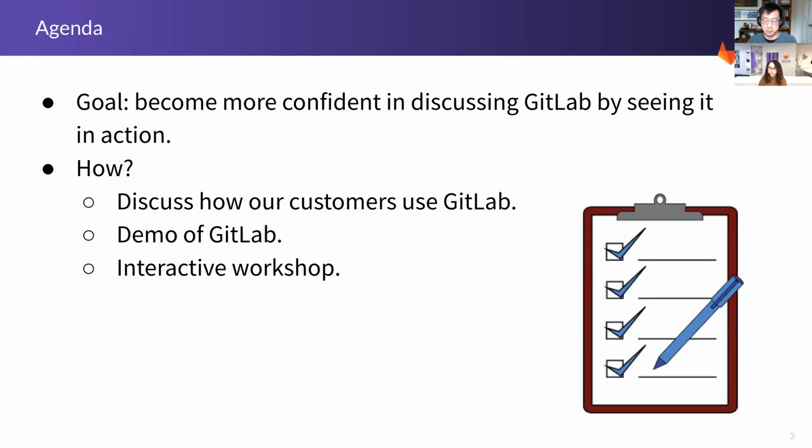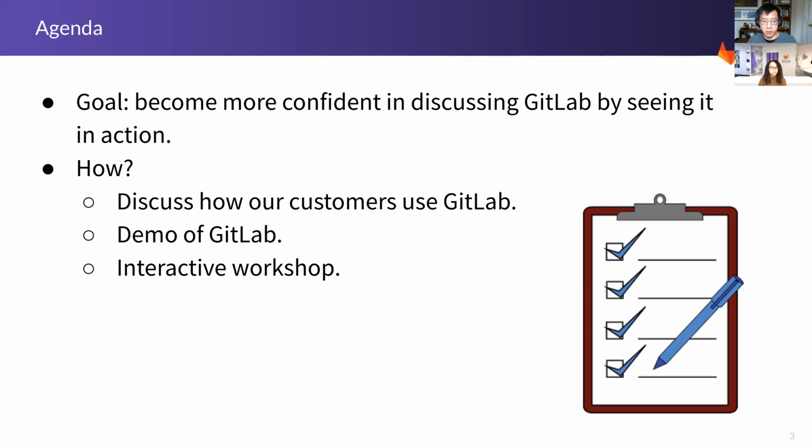Once again, the goal of this session is to become more confident in discussing GitLab by seeing it in action. A lot of times we sort of know about this stuff, but once we actually do it for ourselves, then we can more authentically articulate, yeah, it's really easy. I've done it myself. It took me 5 minutes to do this, and to be able to speak from a place of authenticity. So that's our goal for today.